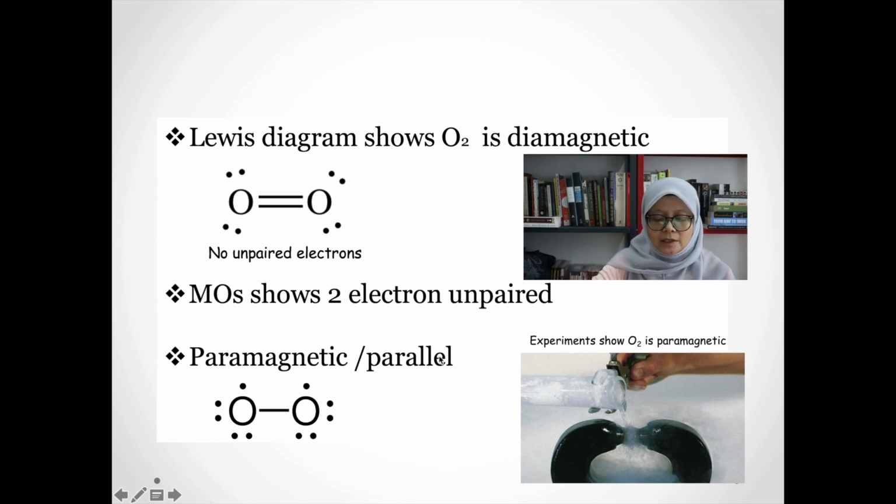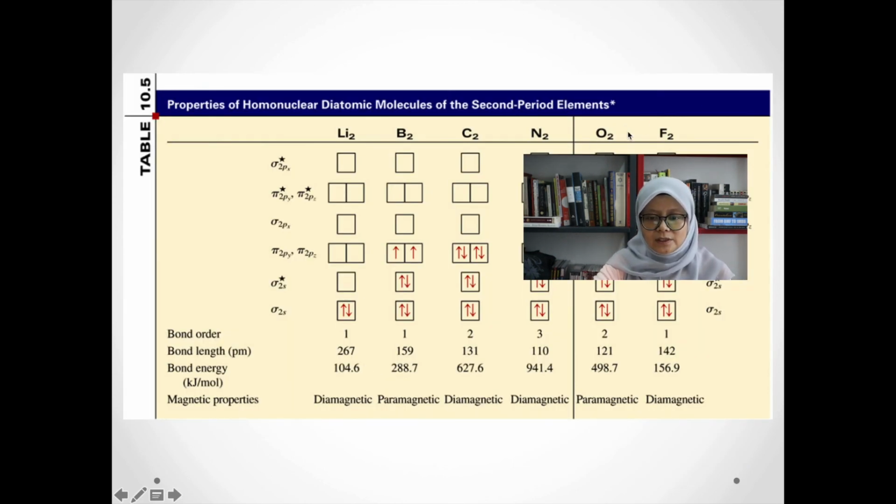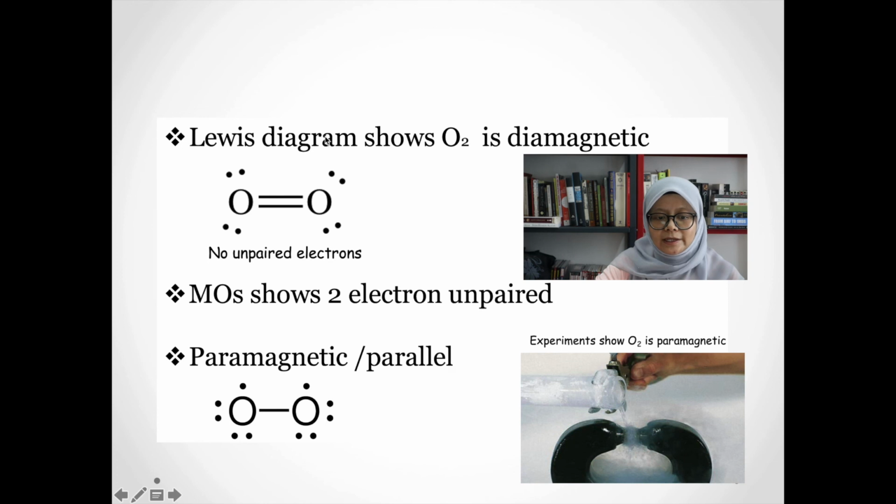So if you compare the Lewis diagram with the molecular orbital theory, which one is more accurate? The answer is the molecular orbital theory. Why? Because this shows that oxygen has 2 unpaired electrons, while the Lewis diagram shows that oxygen is diamagnetic.